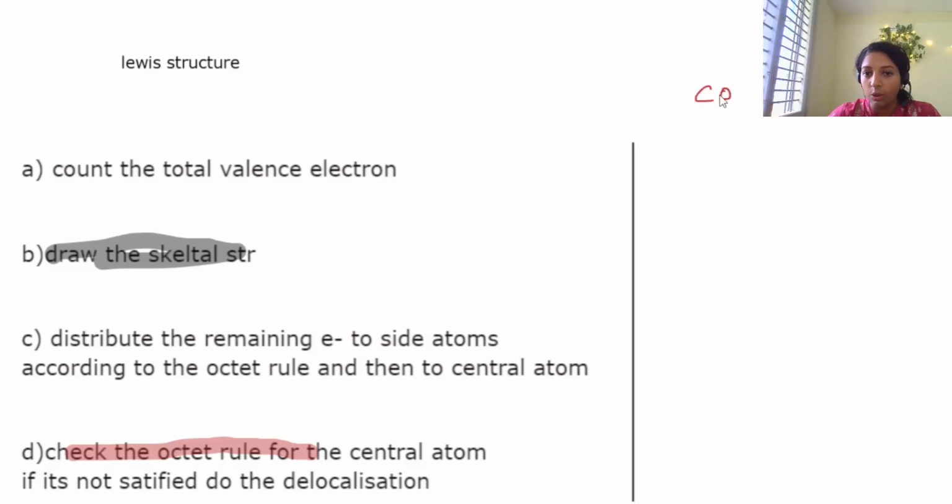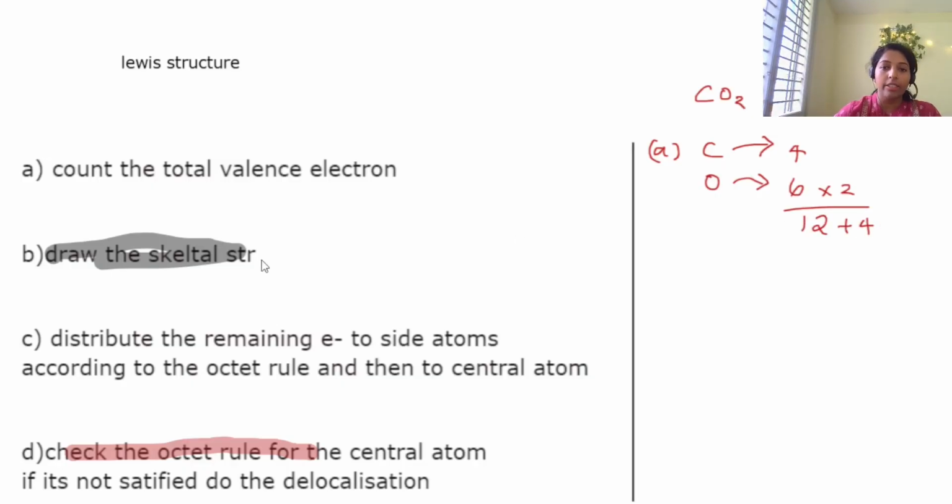Suppose I am taking CO2. So how to draw the CO2 Lewis structure? What is the first step? Count the total valence electrons. Valence electrons means valence orbital electrons, right? So here carbon has 4 valence electrons, and oxygen has 6 valence electrons. There are two oxygens, so 6 times 2. So totally how many electrons are there? 12 plus 4 electrons.